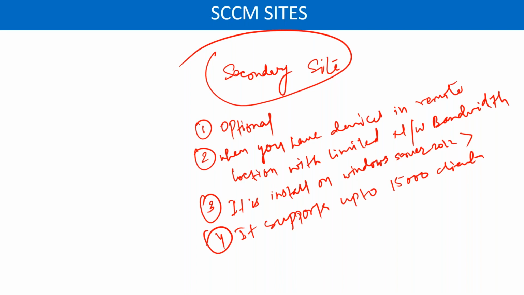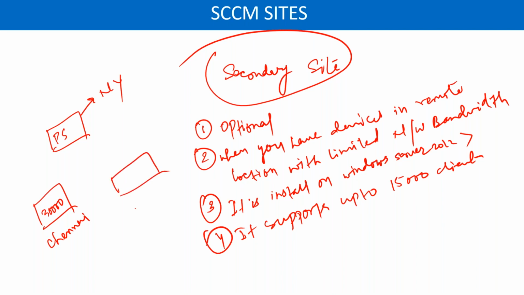Let's, for example, say you have your primary site in New York, right? And you have branches in Chennai, Mumbai, Hyderabad. Let's say there are multiple branch offices. So let's say Chennai. And Chennai has got 30,000 computers, right?